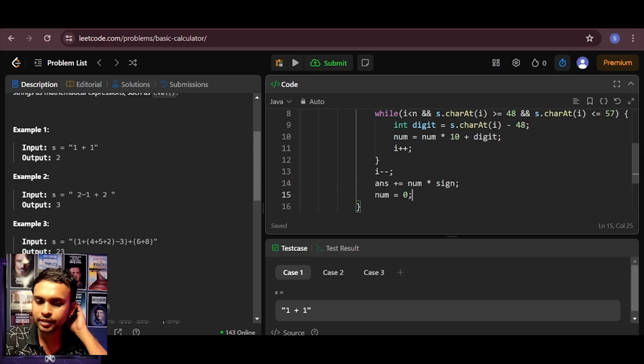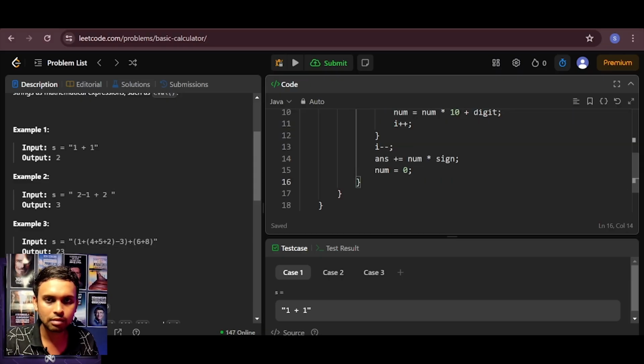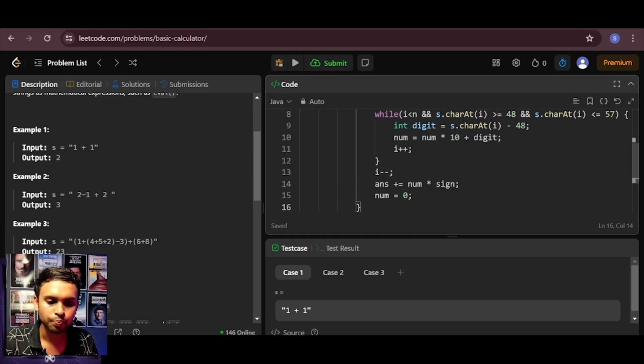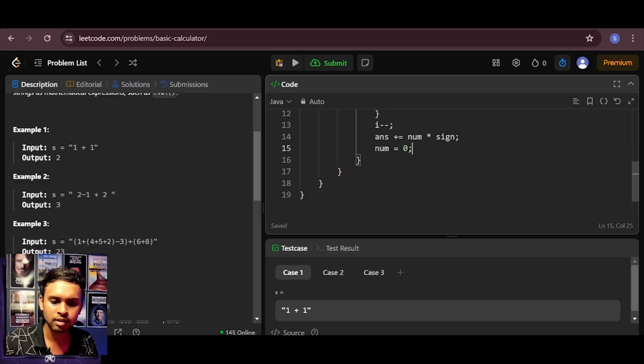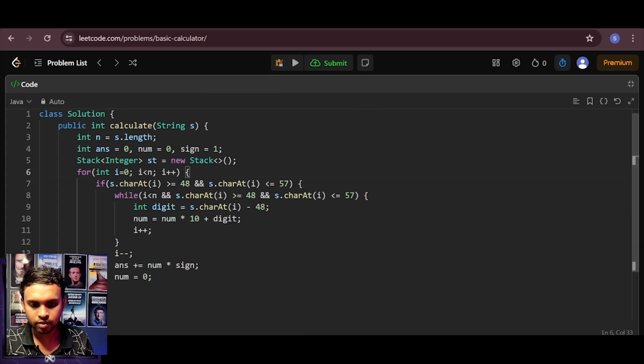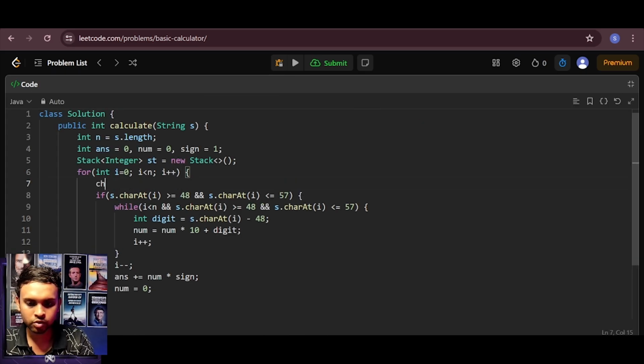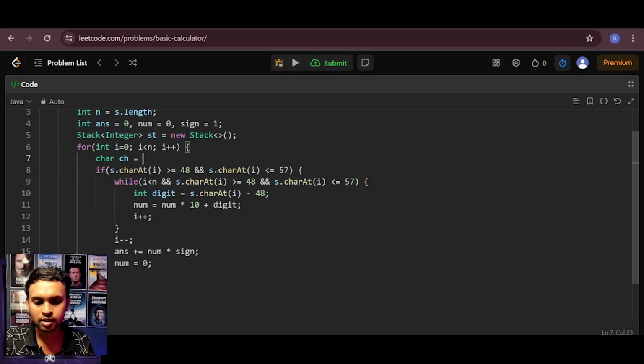Num should be reset. Obviously we will not do anything with sign, because sign will be taken care of separately, right? So I will just reset my num. So once I find a digit, what I am doing, I am forming the entire number and adding it to the answer along with the sign, right? Now one thing I want to do is, I should take a character variable over here, so that every time I don't need to write s.charAt.